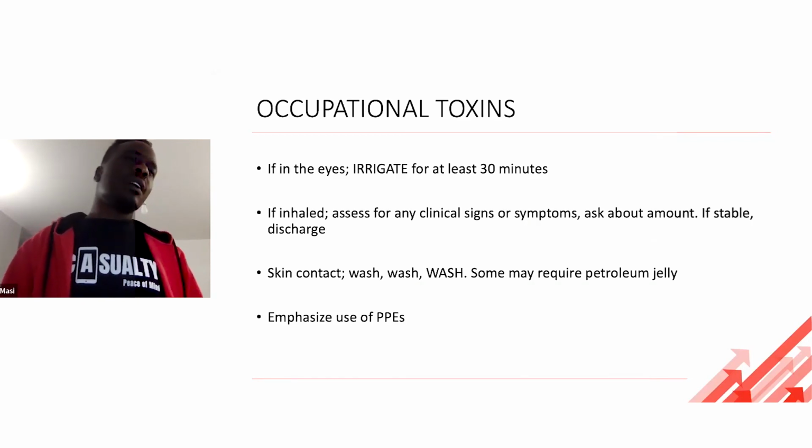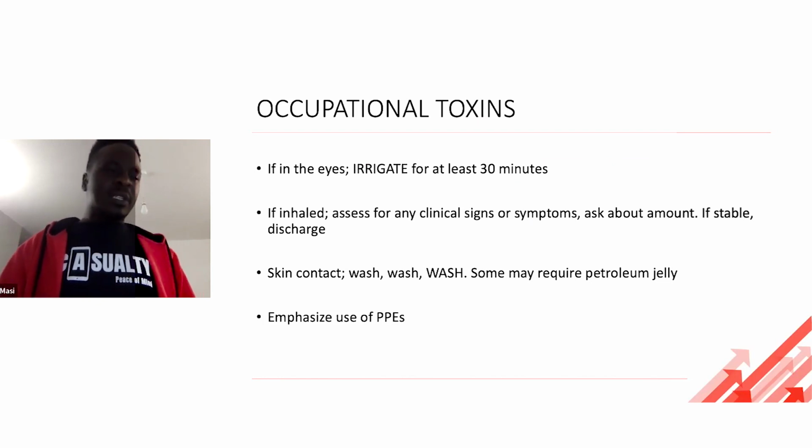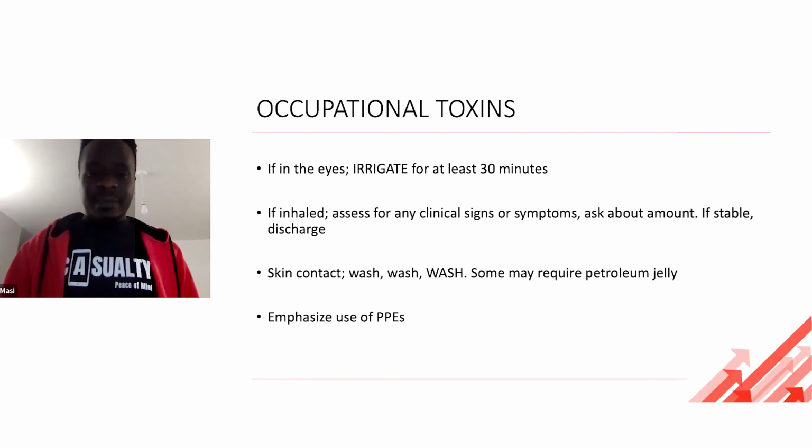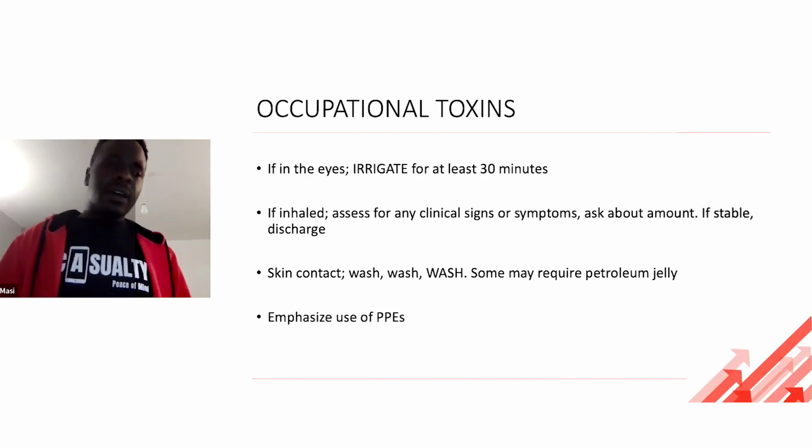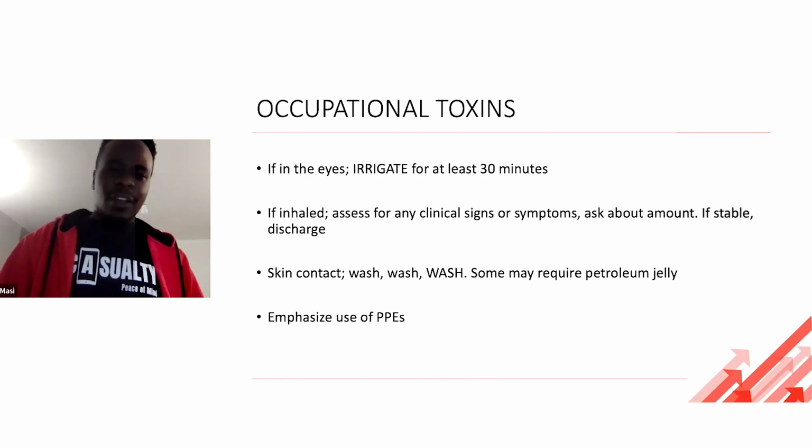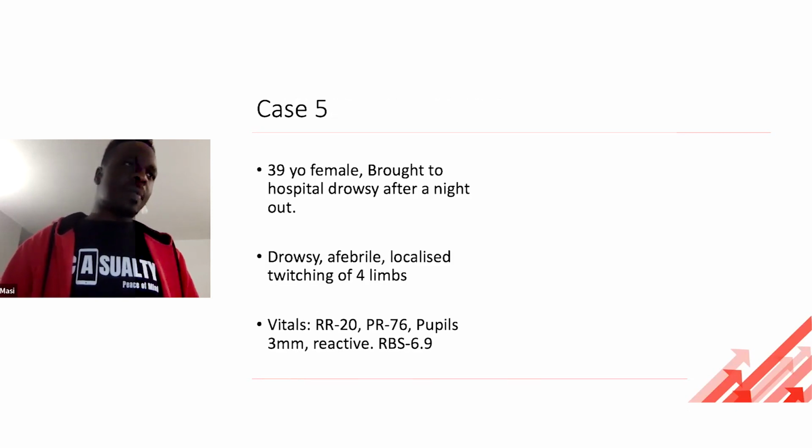So remember about occupational toxins. We talked about things that happen, for example, in the hospital. Emphasis is put on prevention, but in case it happens, remember you need to irrigate. Now, you can irrigate between 15 and 30 minutes, but the longer the better, taking into consideration the patient's symptoms and tolerance to irrigation.